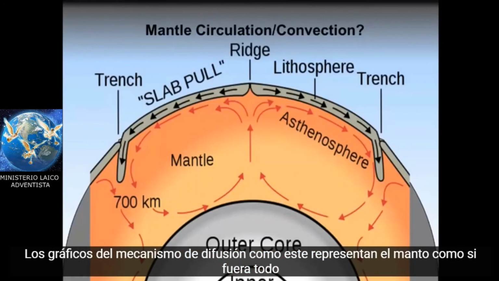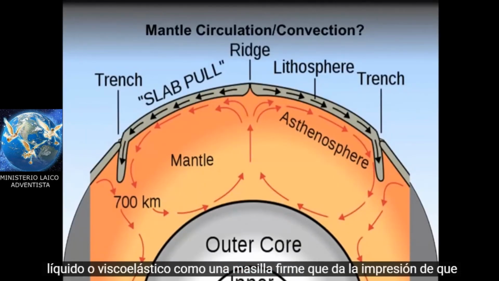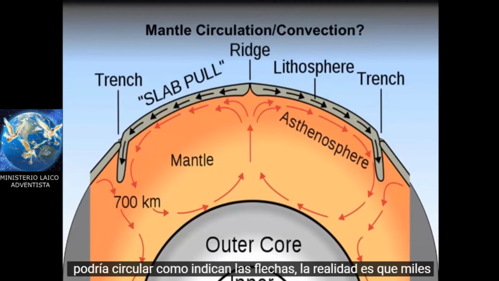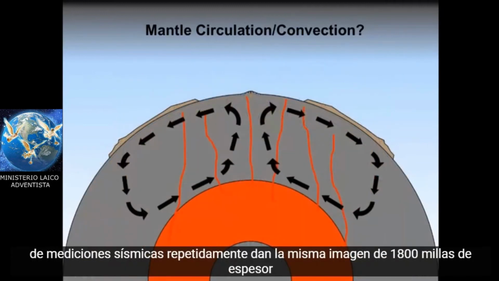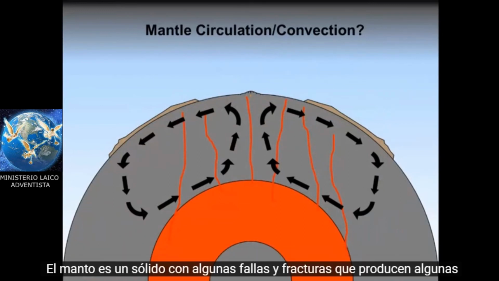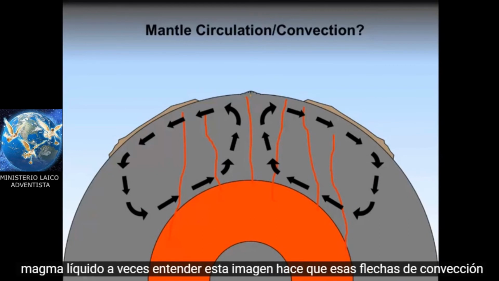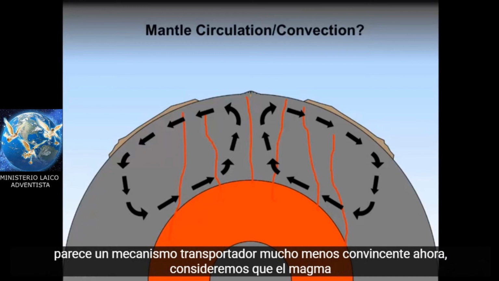Graphics like this depict the mantle as if it may be all liquid or viscoelastic like firm hot putty, giving the impression that it could actually circulate as the arrows indicate. The reality is that thousands of seismic measurements repeatedly give the same picture. The 1,800-mile thick mantle is a solid, with some faults and fractures in it, which produce some liquid magma at times. Understanding this picture makes those convecting arrows seem a much less convincing conveyor mechanism.